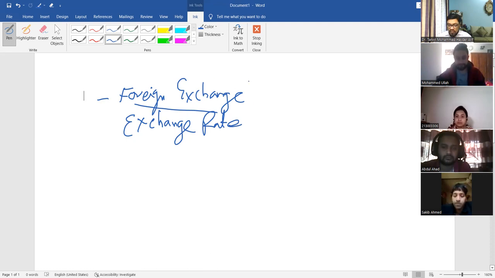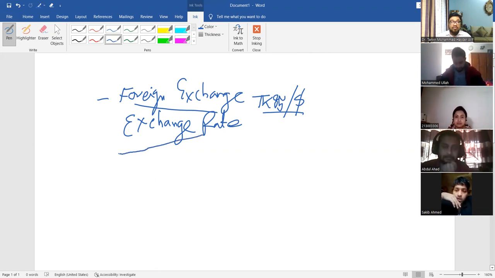Yes, so exchange rate is what? When we write taka 85 per dollar, what does it mean? It means to get a foreign currency, how many units of home currency we need is known as exchange rate. So you see that to have one unit of foreign currency, how many units of home currency we need, and that is called exchange rate. So to determine exchange rate, we divide these two.